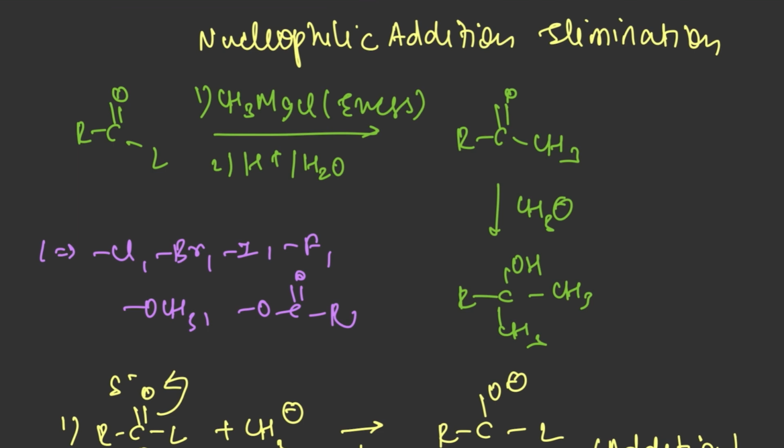So CH3 minus attacks over here, this flips back. Again CH3 minus attacks over there, this flips back again. But right now it has no choice of any leaving group. There is no leaving group, so it will stay here only. Now let's look at this reaction through examples.